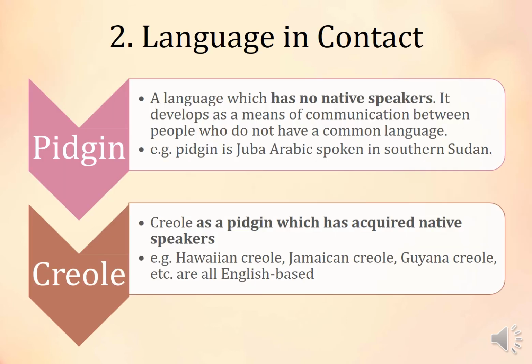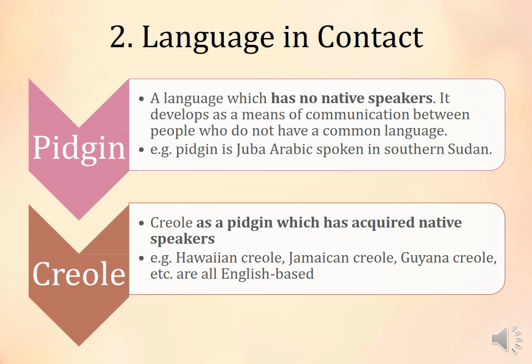The second concept that we have is language in contact, and how language is associated with people. First, we learn what a Pidgin is and what a Creole is. A Pidgin is a language which has no native speakers. It developed as a means of communication between people who do not have a common language.